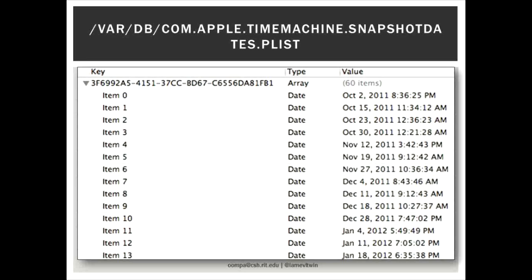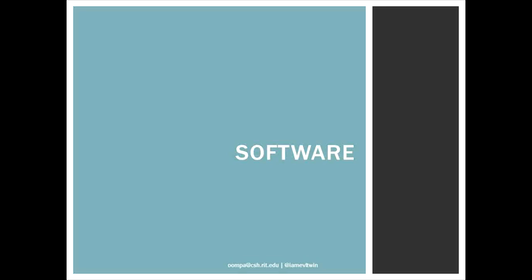The other Time Machine plist is the Time Machine snapshots plist. This will show you when each snapshot was created, and it can go as far back as to when the Time Capsule was originally installed. So you can have a huge variety of different snapshots to look at, especially if you can get a hold of the Time Capsule that is associated with it.